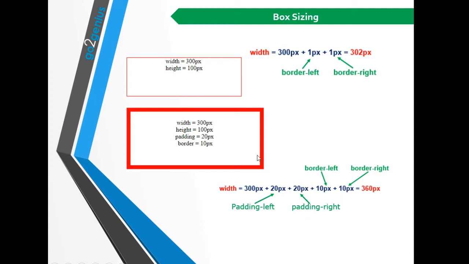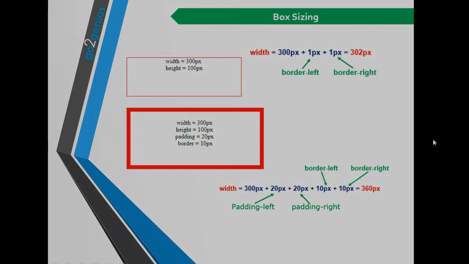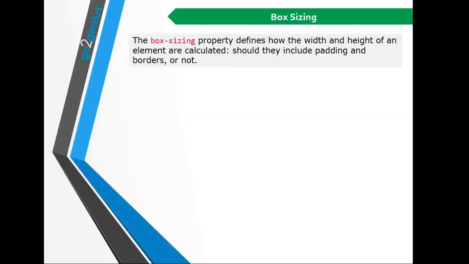So to control this increase in the width and height of the element, we use the box sizing property. This property has some different values, so let's see what these values are. What is box sizing? The box sizing property defines how the width and height of an element are calculated. Should they include padding and borders or not? It means we can decide whether the padding and border should be included in the width and height or not.